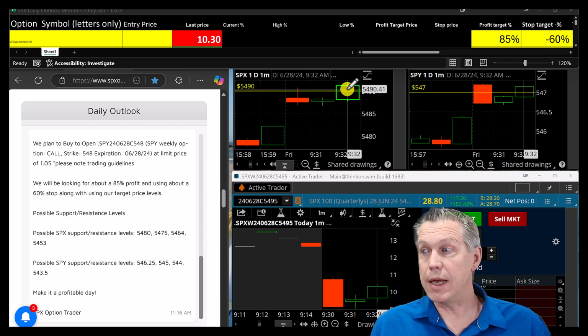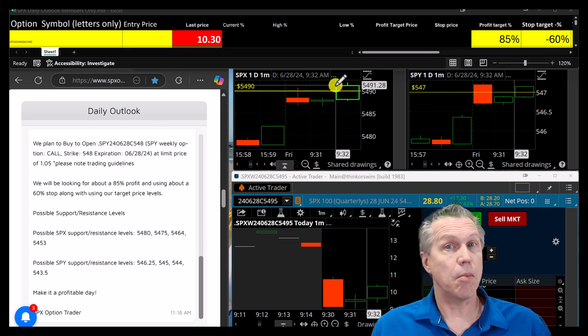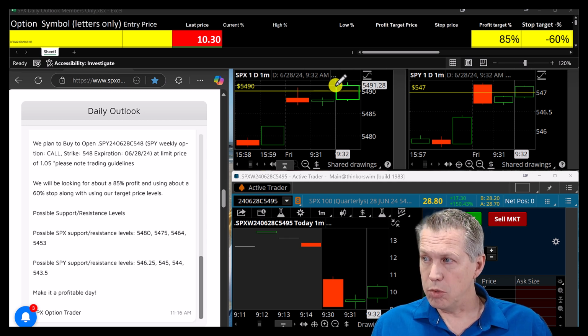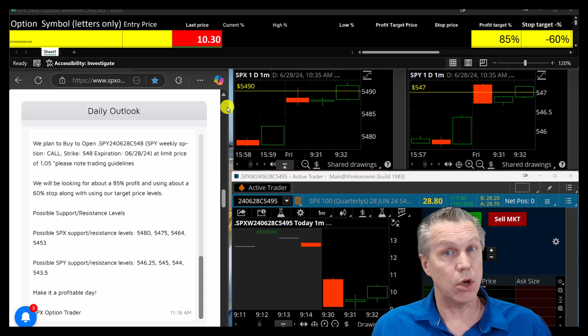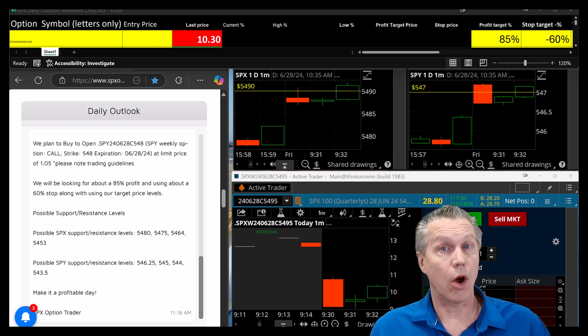As we come to the 9:32 bar, we can see that the market started to move in our direction. The market moved rather nicely as we broke through the daily target level here on the SPX and also the SPY, and we also hit a new high, which is a good indication for us in entering our call position.